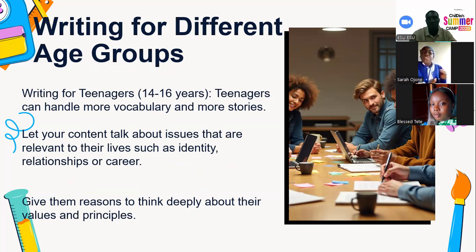Teenagers love stories. In fact, you most likely see a teenager with another teenager, and what they are doing is discussing what they would call gist. They are gisting, right? Because they are teenagers. They love to have conversations with people. So if you're going to be writing for them, use more stories and bigger vocabulary because they can understand better. Let your content talk about issues that are relevant to their life.